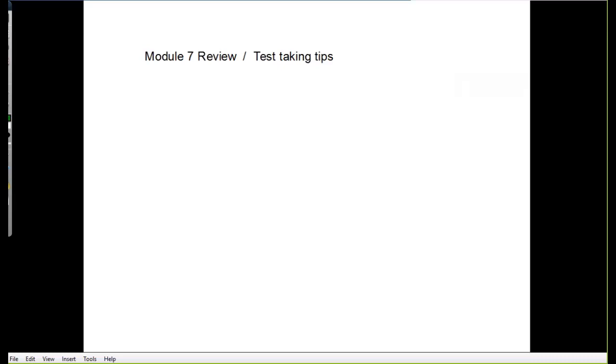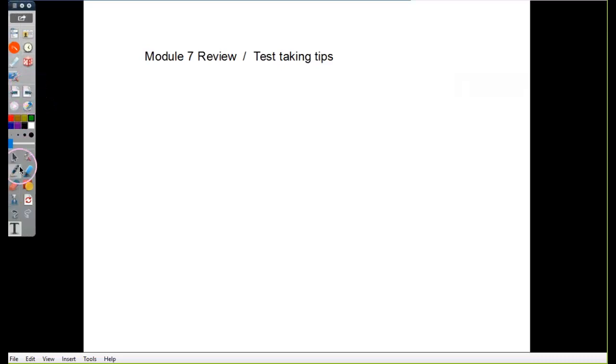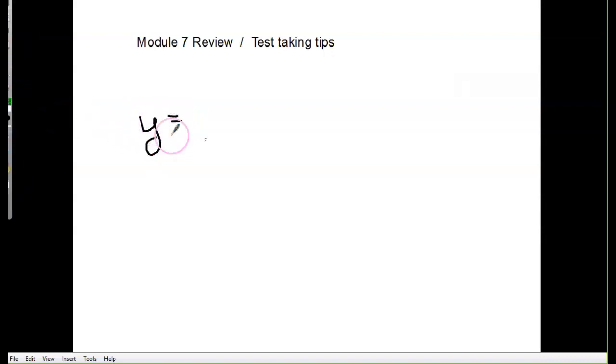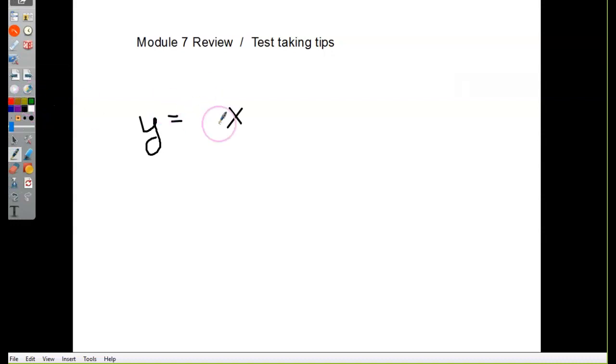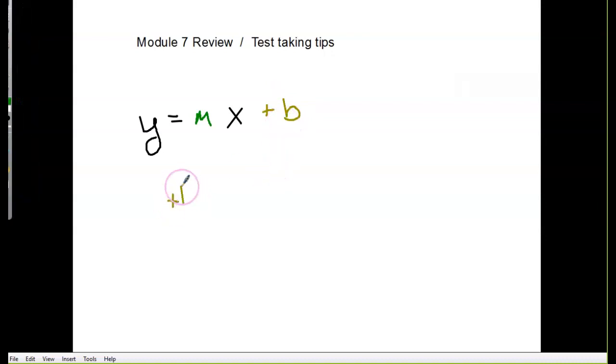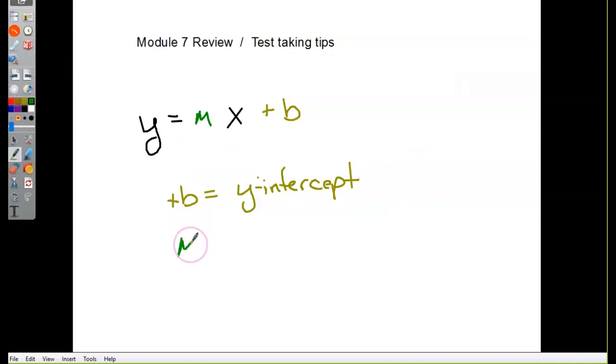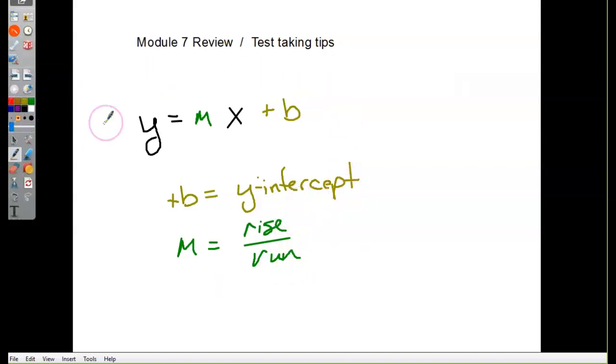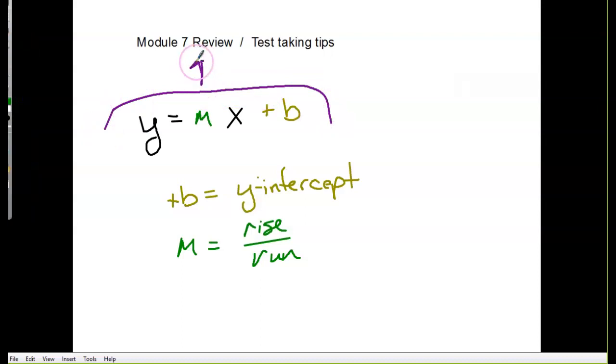So today is going to be the Module 7 review. For those of you who may not have been paying too much attention, the main thing we were discussing was linear equations. The linear equation was y equals mx plus b. The plus b turned out to be the y-intercept, or where the line actually crosses the y-axis. And m was our slope, which we defined as rise over run. So this was virtually everything you needed to know about Module 7.